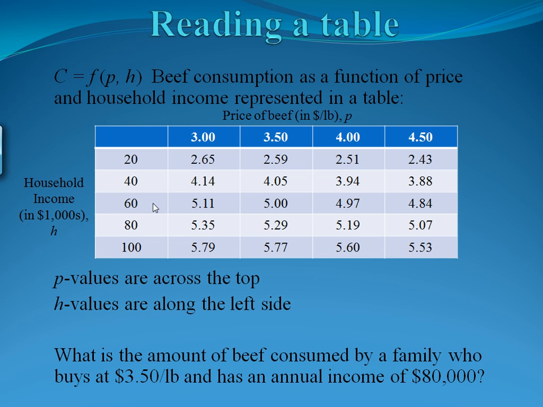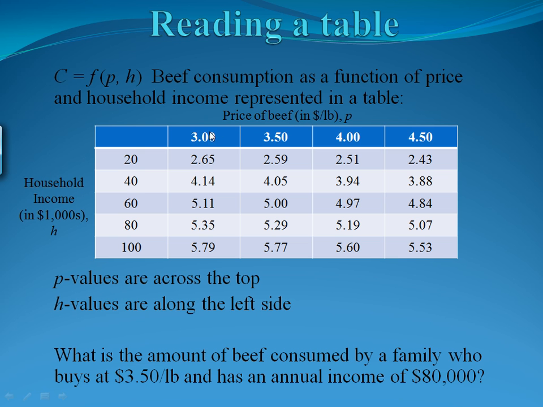Okay, so let's look at a table that might represent this consumption. When we have a table that depends on two variables, it's set up a little bit differently than when we just have one variable. So the beef consumption is a function of price and household income. Across the top, we're going to put the different prices of beef.